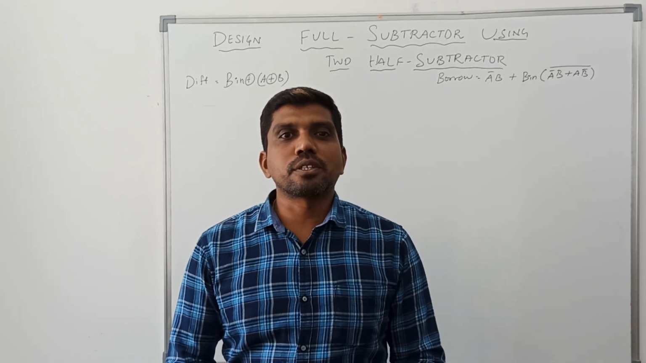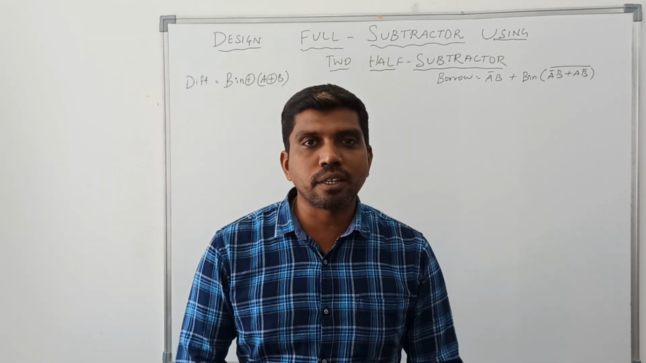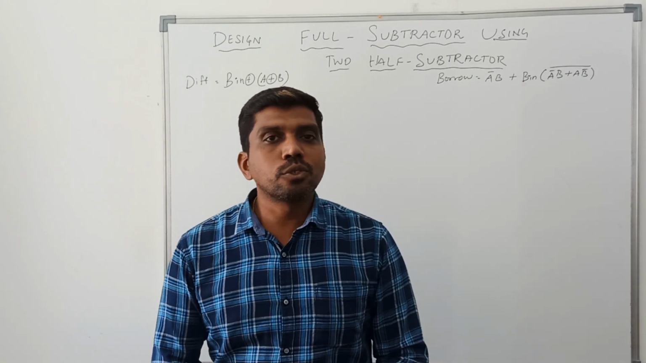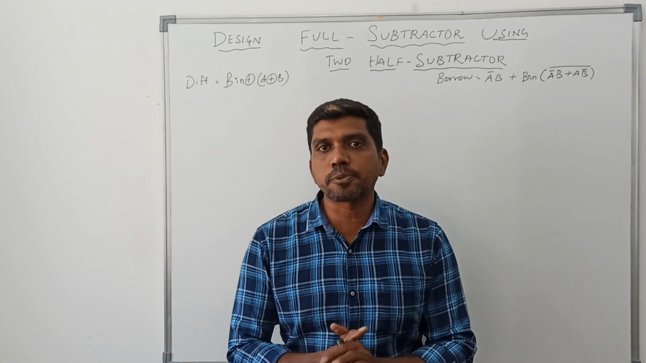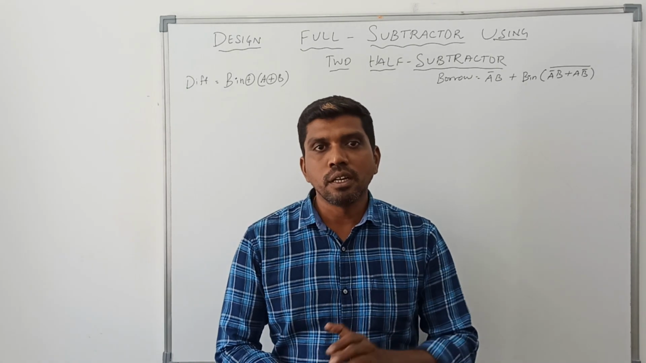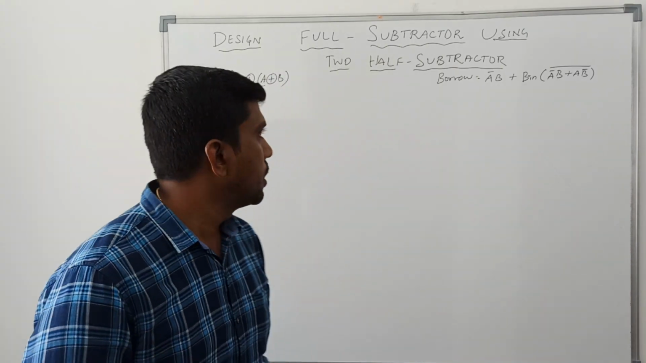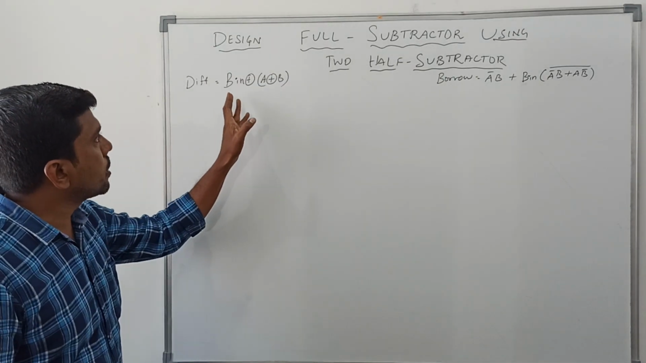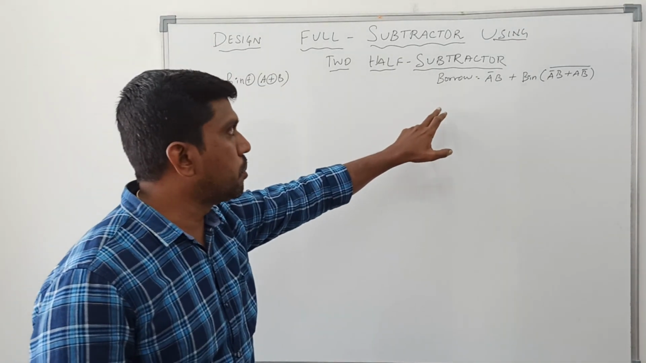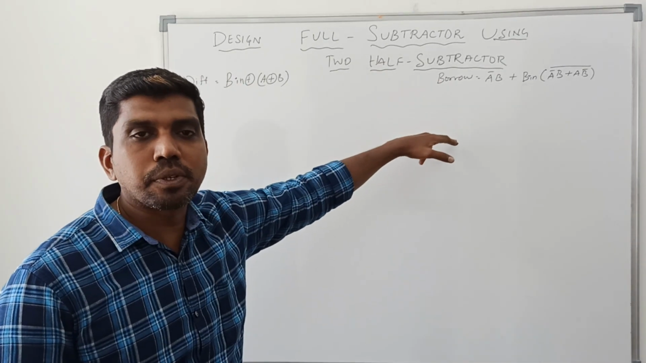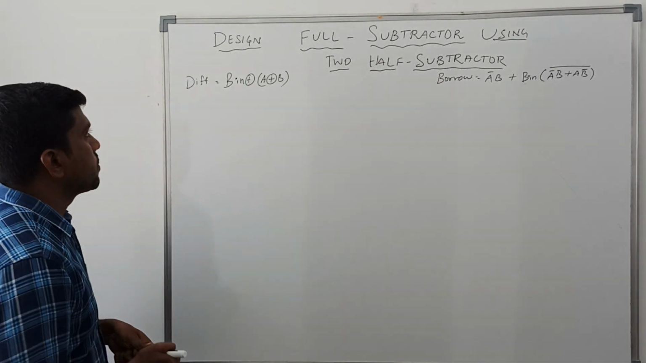Today's class I am going to discuss how to design a full subtractor using two half subtractors. In the previous video we discussed an elaborate explanation about the half subtractor and full subtractor. If you need it, kindly refer to the video. Now we move on to the session. Here I am writing the alternate expression for difference and borrow. First I simplify the expression, then I draw the structure.